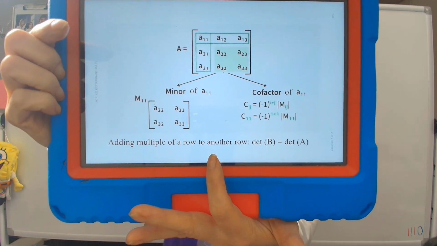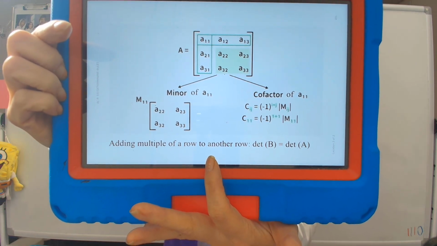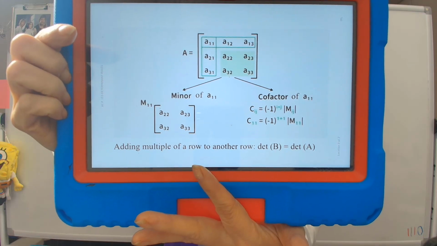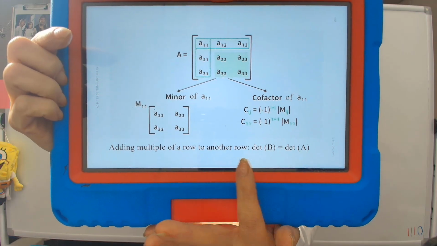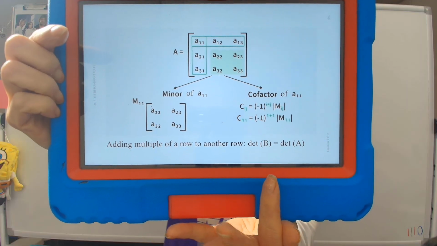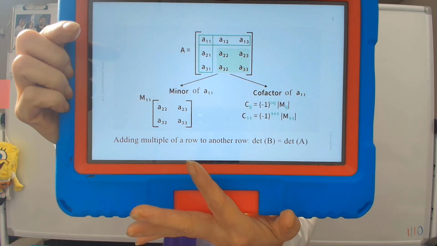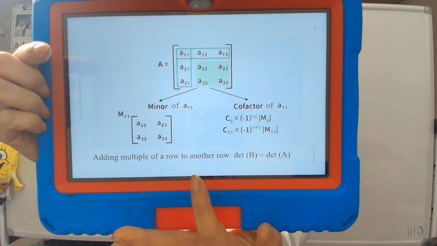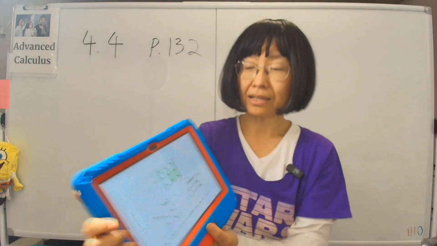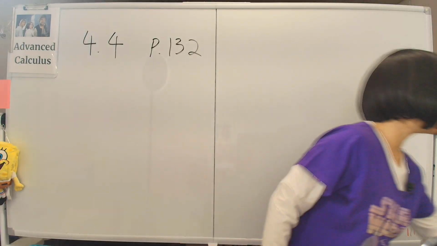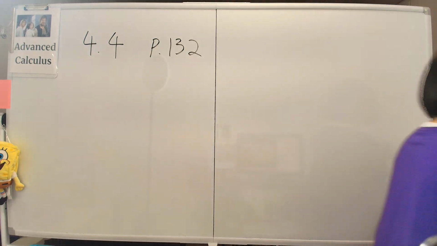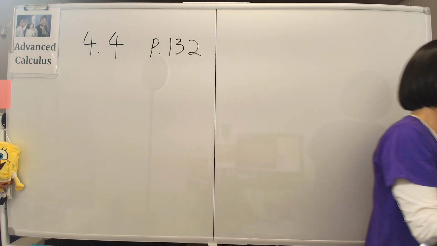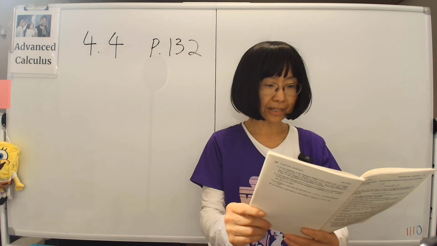And next, I want to remind you that when you add multiples of one row to another row, the determinant doesn't change. And that applies to columns as well. So that's a couple of old determinant rules I want you to bear in mind. Now, having said that, I guess we can start looking at this.